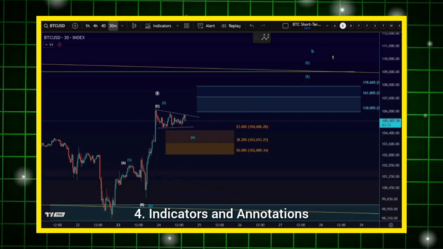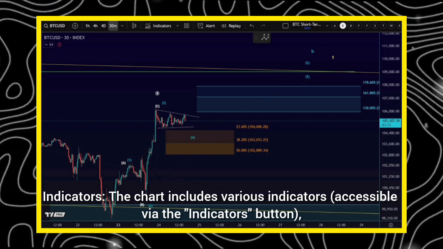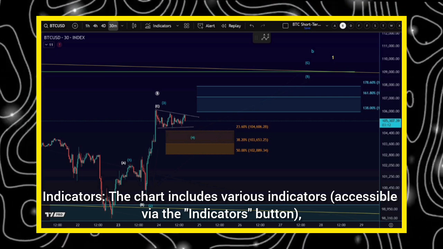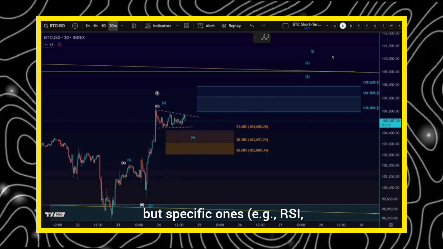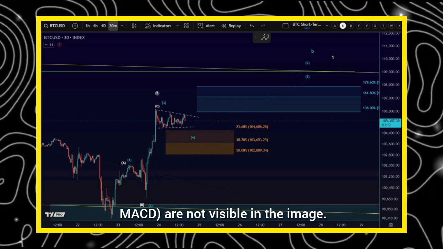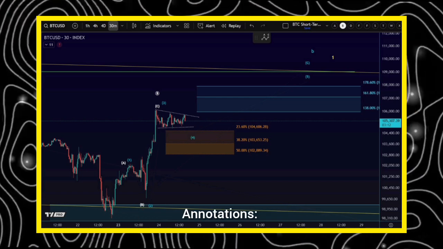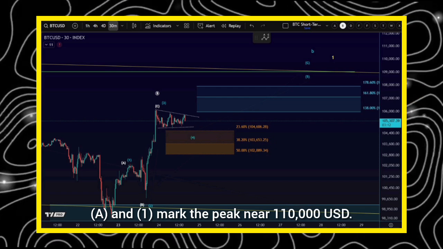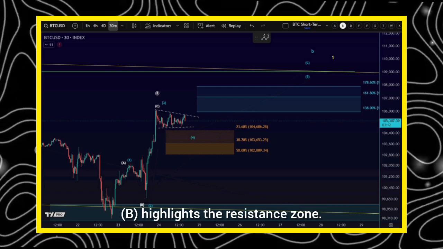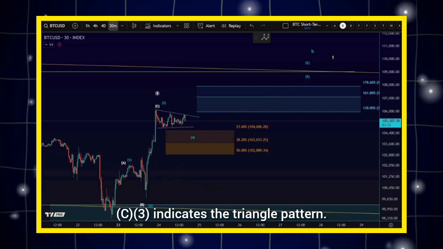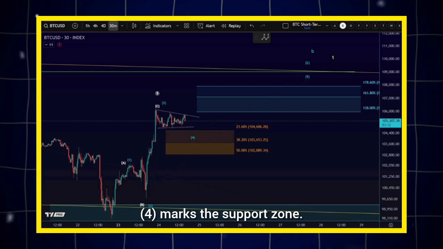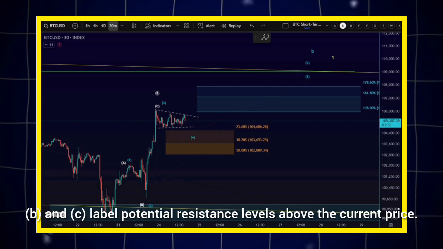4. Indicators and annotations. Indicators. The chart includes various indicators, accessible via the Indicators button, but specific ones, for example RSI, MACD, are not visible in the image. Annotations. A and 1 mark the peak near 110,000 USD. B highlights the resistance zone. C3 indicates the triangle pattern. 4 marks the support zone. B and C label potential resistance levels above the current price.